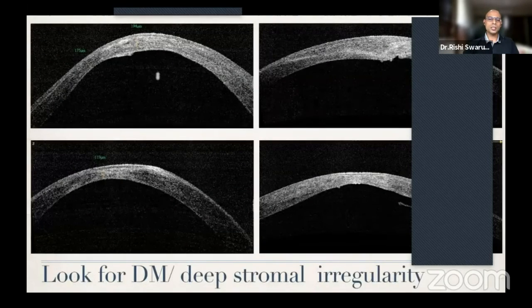These are all images showing old hydrops. You can see deep scar in the bottom left image, and all three other images show irregularity in the Descemet's membrane, indicating that there's been a hydrops. And in such a case, if you try to do a Descemetic dissection for DALK, you will end up with a perforation.